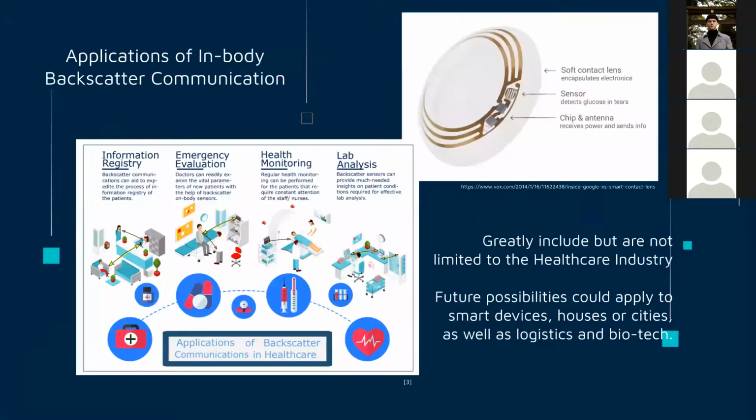So next we're going to talk about applications. There are many prospective applications to in-body backscatter communication. However, the most predominant field in which this could be used would be the healthcare and medical industries. Applications could include more advanced pacemakers, which generate electric pulses for heartbeat regulation, microscale robots capable of operating in the bloodstream, or even smart pills capable of identifying abnormalities in the gastrointestinal tract.